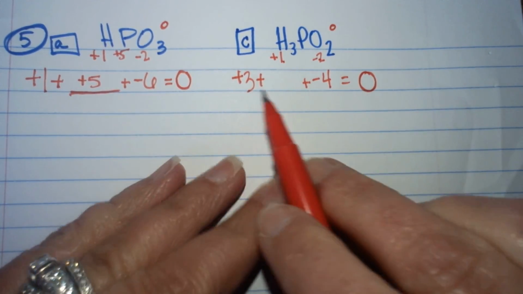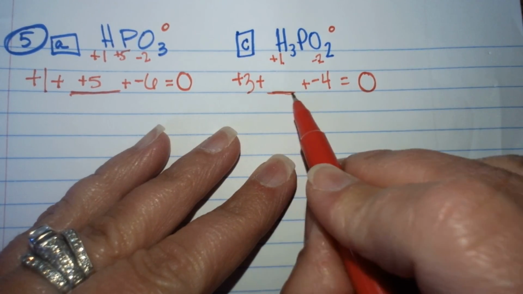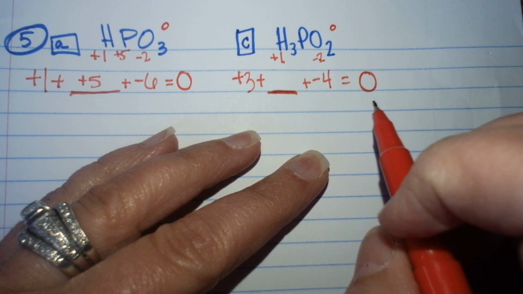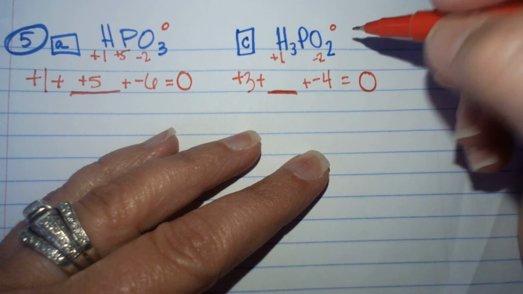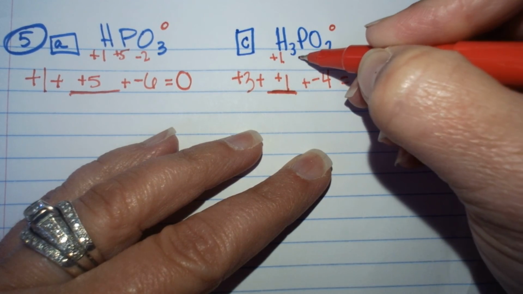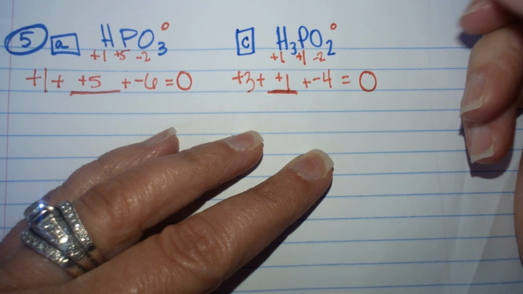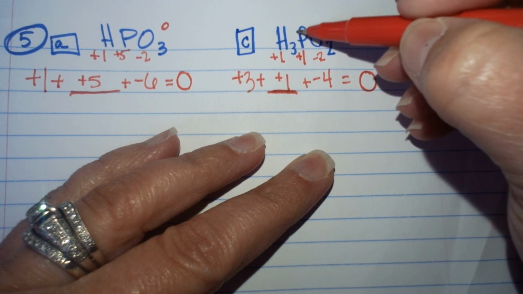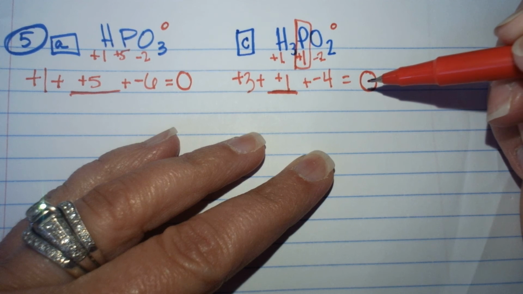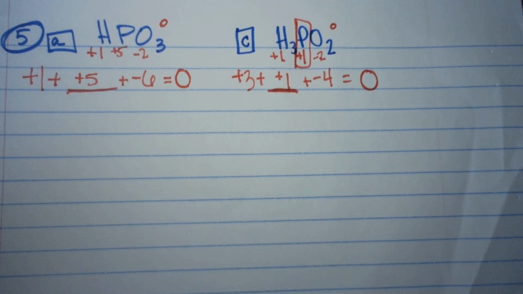So in order to make this math sentence correct, what do I need right here? +1. So phosphorus has an oxidation number of +1. Okay. Alright.